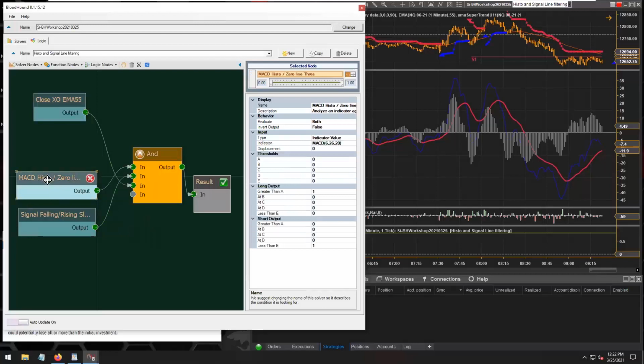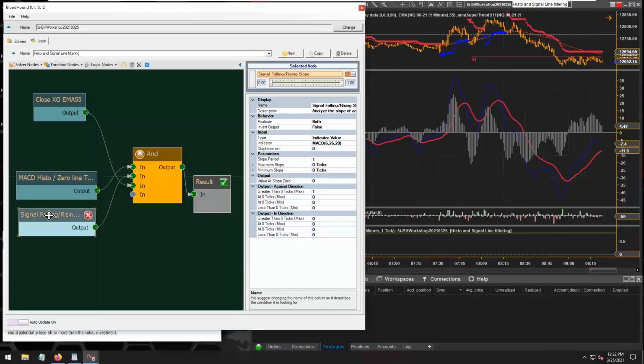So again, just to recap here, for the histogram, I'm using a threshold solver with the threshold levels set to 0, and the long output is greater than A, the short output less than E. And then for the slope solver, I have against direction turned on and in direction turned off. So there we have it.